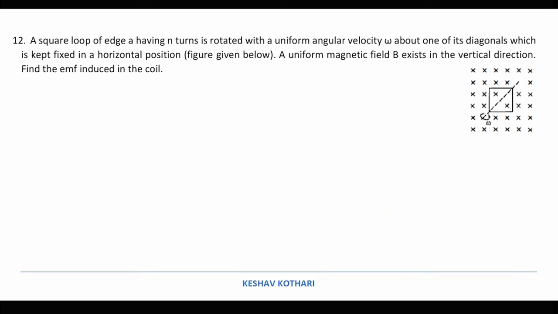So problem number 12 states: a square loop of edge a having n turns is rotated with a uniform angular velocity omega about one of its diagonals, which is kept fixed in a horizontal position as shown in the diagram. A uniform magnetic field B exists in the vertical direction. We have to find the EMF induced in the coil. So the first thing we do is calculate the value of area. The area is a square.